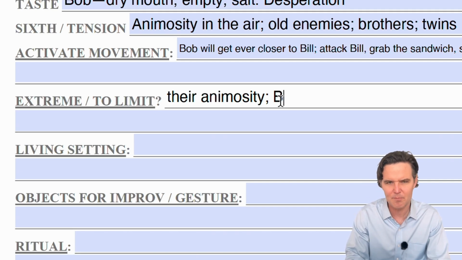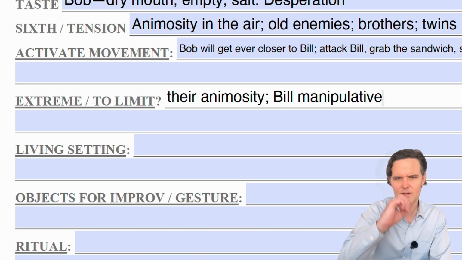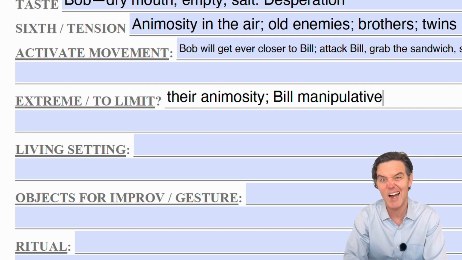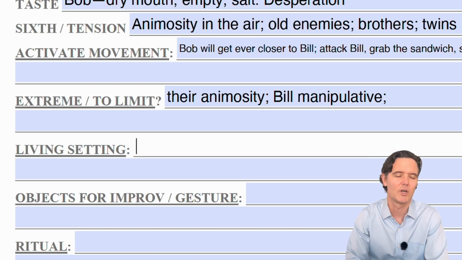I think maybe Bob, or actually Bill's manipulative abilities, I'd like to really play up. Sort of discovering this now. He's some sort of sociopath who's eating this sandwich. Bill can be a really evil guy. You can have fun with that one. Really just enjoy discovering what you can push to the limit in your scene.